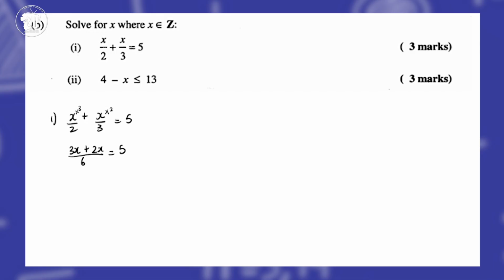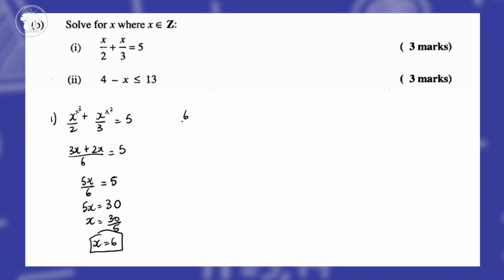So now I have 3x plus 2x would be 5x over 6 is equal to 5. So 5x will now be equal to, the 6 is dividing, I take it over to multiply. 5 times 6 is 30. Hence x is equal to, this 5 is multiplying, when I take it over to divide, 30 divided by 5. X is therefore equal to 6. So the value of x is 6.